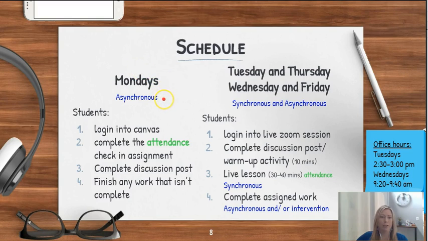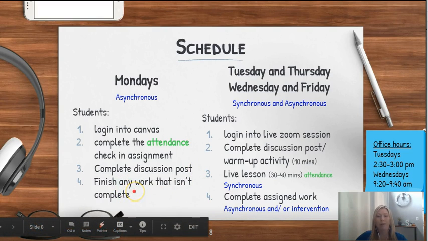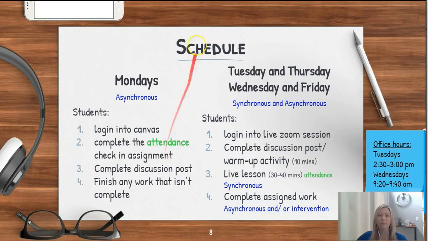Mondays are the asynchronous day. This is what students are expected to do. They need to log into Canvas. They need to complete the attendance check in the assignment tab. Then they are going to work on their discussion post. Every Monday is going to have a discussion post that they're working on independently. Once they finish their discussion post, they should be working on any work that they have not completed. Mondays are always going to look the same. The difference will be the discussion post will be different every week.